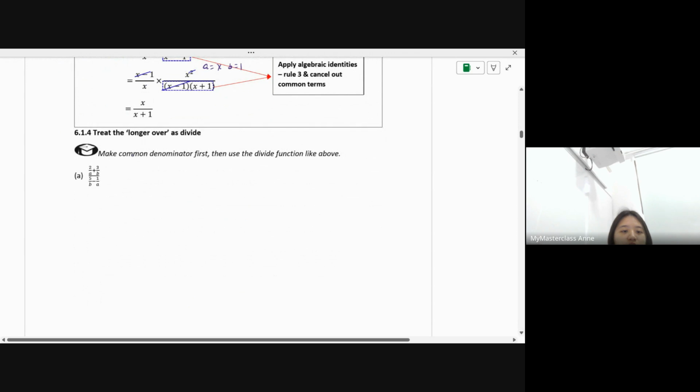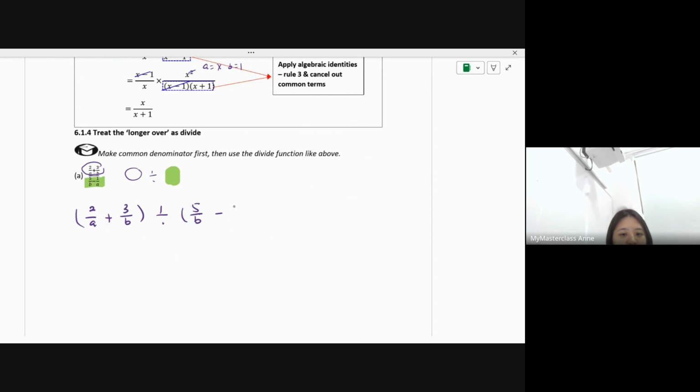Okay, now we move on. Same thing. We do the top and then the top divided by the bottom. First I have 2 over a plus 3 over b divided by 5 over b minus 1 over a. For 2 over a plus 3 over b, if I want to do the addition, I need to find the common denominator. Like 1 over 4 plus 1 over 3, common denominator is 4 times 3. So I get 3 over 12 plus 4 over 12.